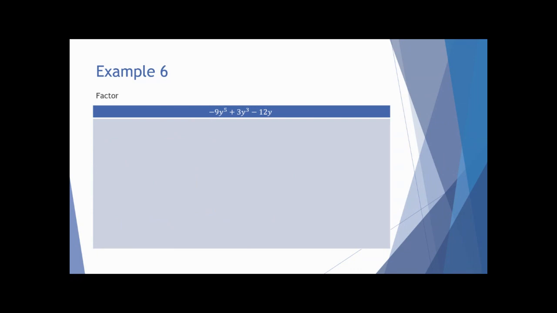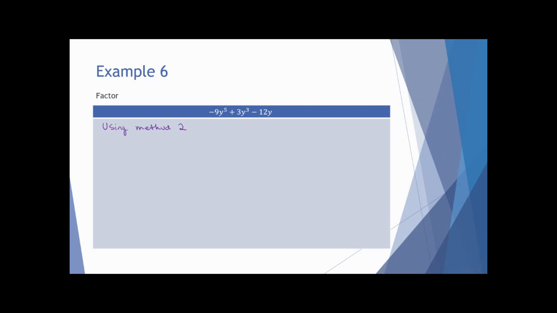Okay, so next example here we have negative 9y to the 5th plus 3y cubed minus 12y. So I'm going to use method 2 here. I'm going to just write that using method 2, just so that you have that note when you know that that's what I'm going to do. So first thing is to find the GCF of each term.